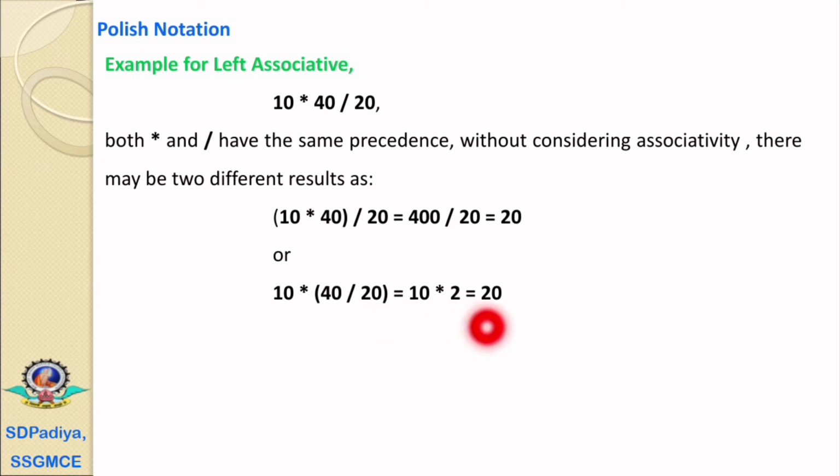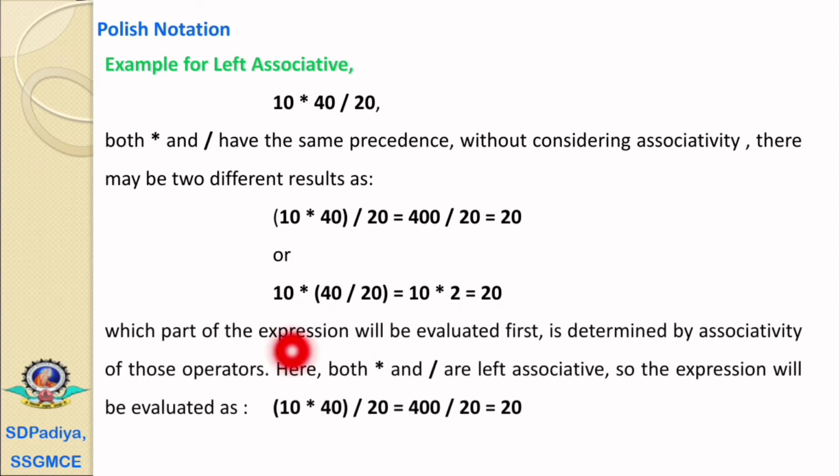The result is the same, but in which way do we have to solve? We have to solve from left to right or right to left. That's what we call the associativity. Which part of the expression will be evaluated first is determined by the associativity of those operators. Here both the multiplication and division are left associative. So the expression will be evaluated as, first we perform 10 into 40 and then the result divided by 20.